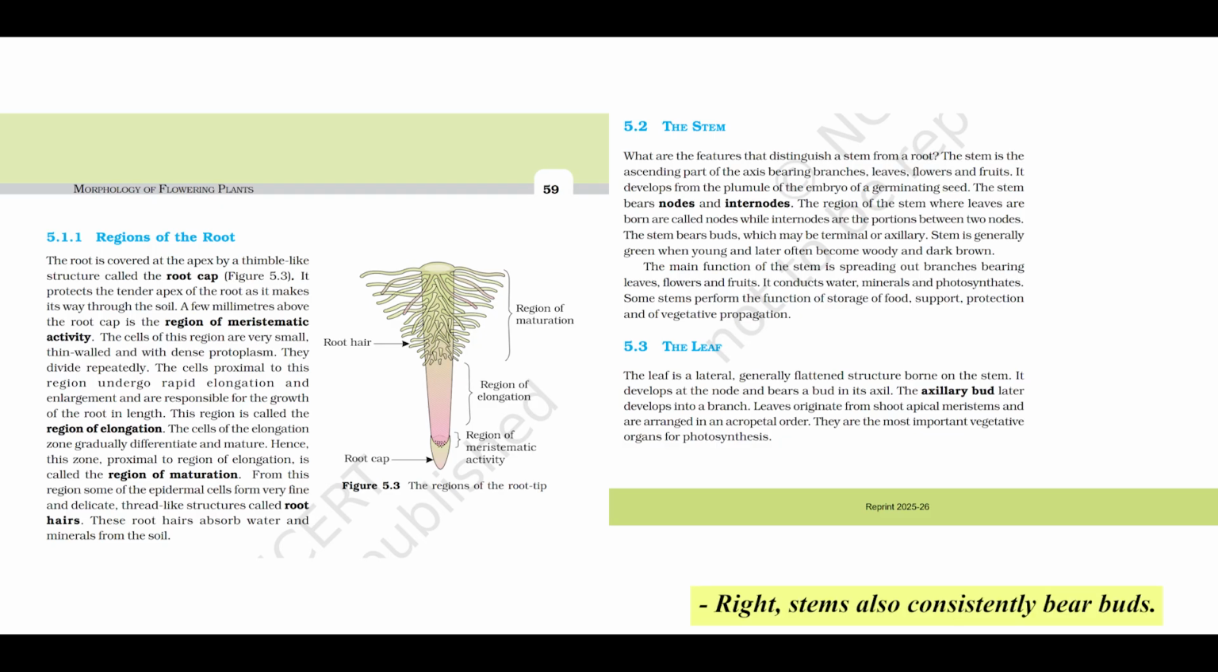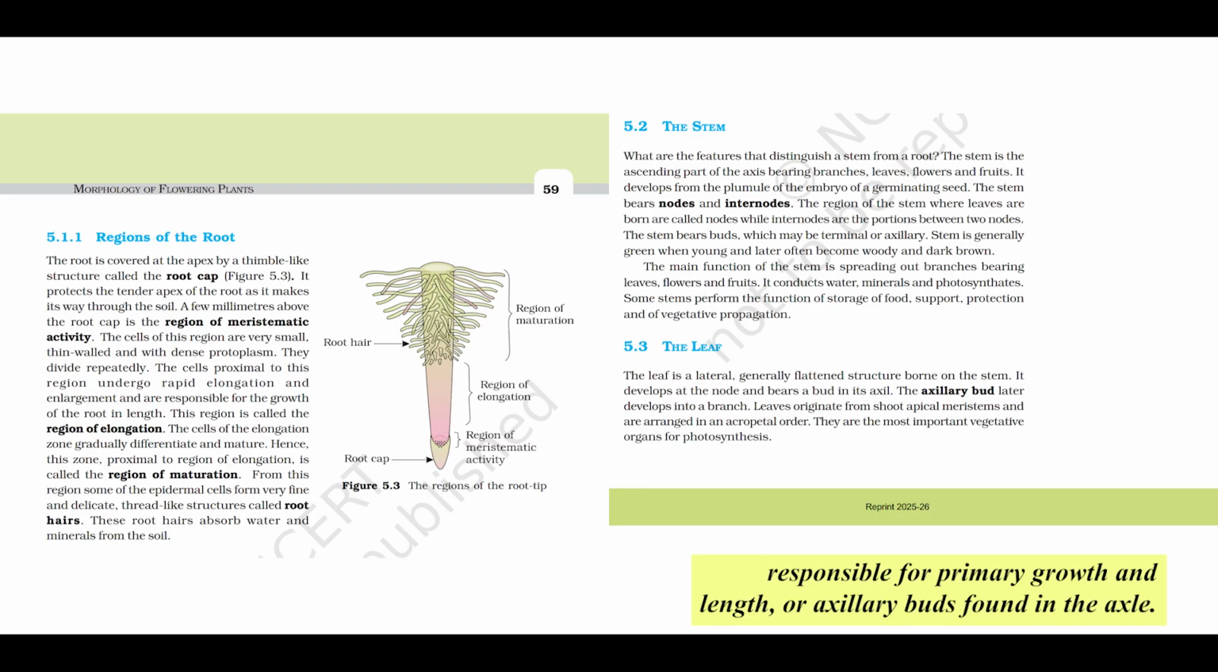Clear. Right. Stems also consistently bear buds. These can be terminal buds located at the very apex of the stem, responsible for primary growth and length, or axillary buds found in the axil, that's the angle between a leaf and the stem, which have the potential to develop into branches or flowers. Visually, young stems are typically green, indicating they can do some photosynthesis, but as they age, especially in woody plants, they often become darker, woody, and turn brown.